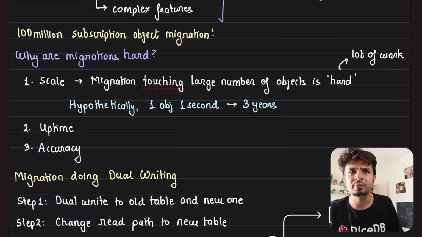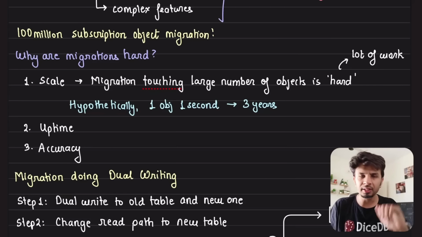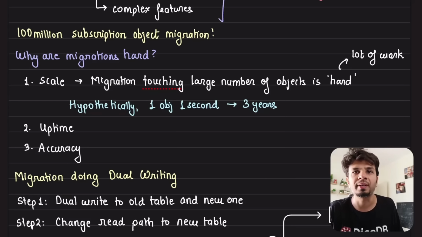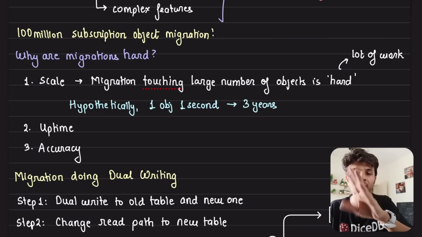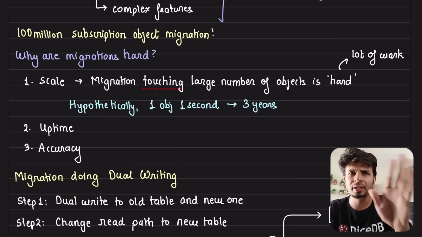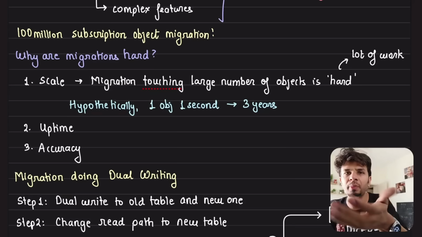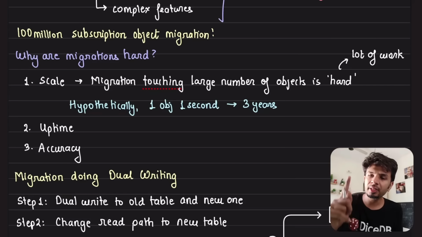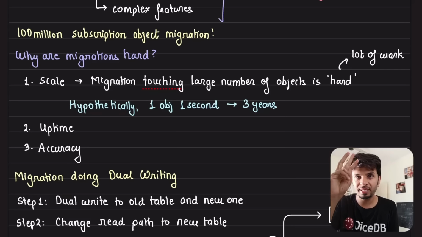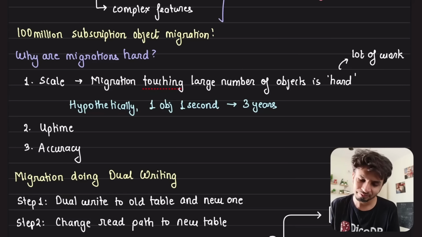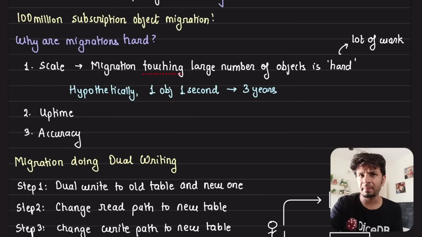To throw some numbers, these are numbers taken exactly from Stripe's blog. Hypothetically, say you would want to migrate 100 million subscription objects of Stripe from one schema to another schema. Even if transforming an object requires just 1 second to read the object, transform it, and write it to the new place, doing it sequentially would require 100 million seconds, which is equal to 3 years of your time. Your migration cannot go on for this long. Second, of course, is the requirement of uptime and accuracy.